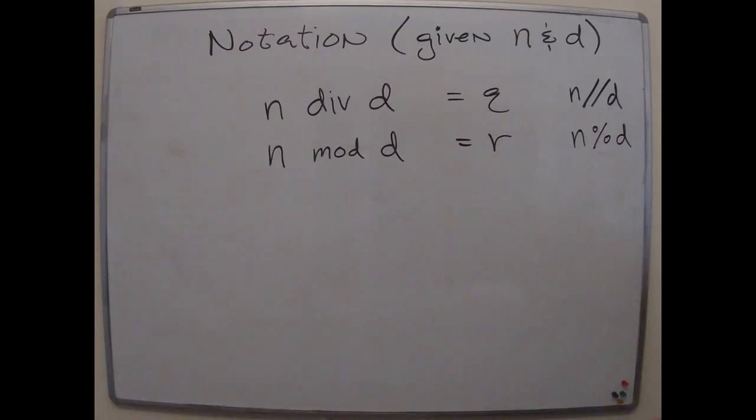Most languages don't have a special symbol for N mod D, N div D. They would just take N over D, which would be a floating point number, and cast it to an int. And then that just cuts off this stuff after the decimal point. So that's another way to get at N div D. But yeah, you guys all know Python, so those things should be familiar to you.